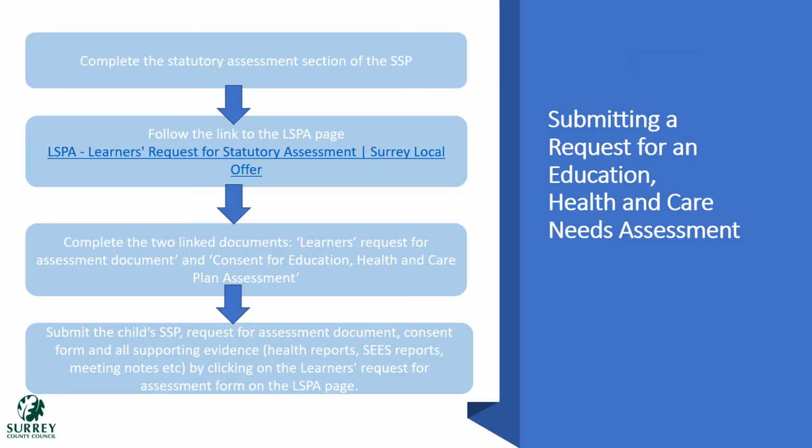To apply for an Education, Health and Care Needs Assessment, you will need to submit the completed Surrey Support Plan, along with a consent for EHCP assessment document, a learner's request for assessment document, and any relevant health and education professional reports. You can submit all of these online via the learner's request for assessment form, which you can find on the Surrey LSPAR page. See the hyperlink in the guidance notes.